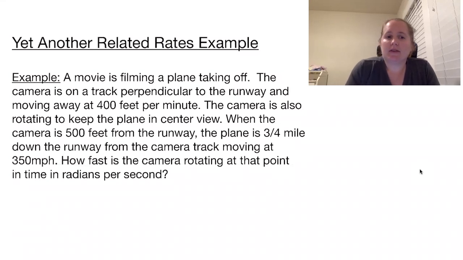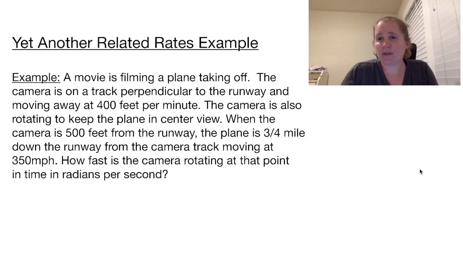And when the camera is 500 feet from the runway, the plane is 3/4 of a mile down the runway from the camera track and moving at 350 miles per hour. How fast is the camera rotating at that point in time in radians per second?